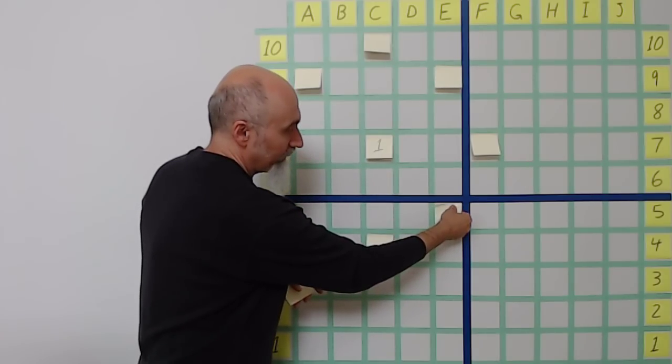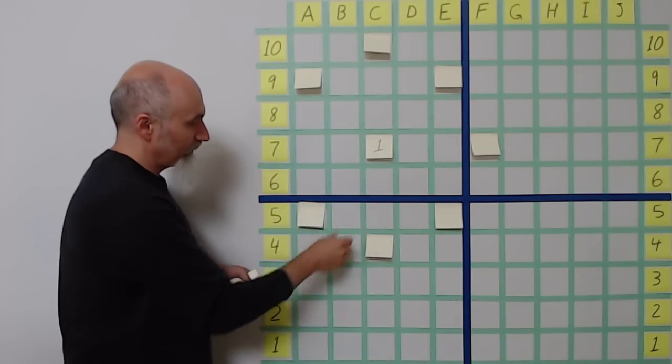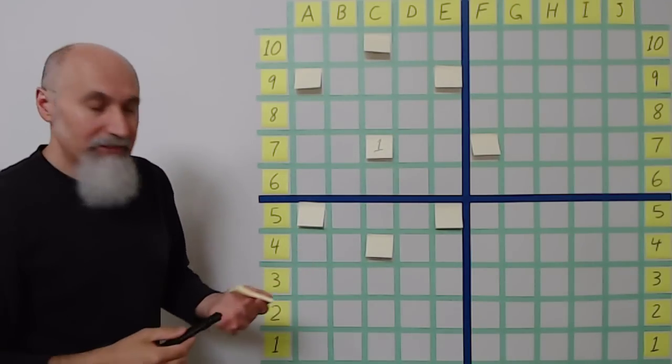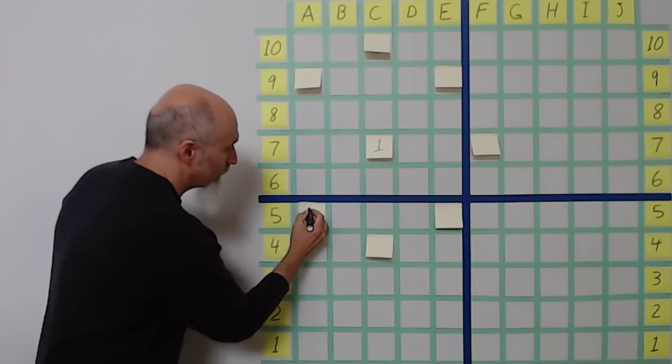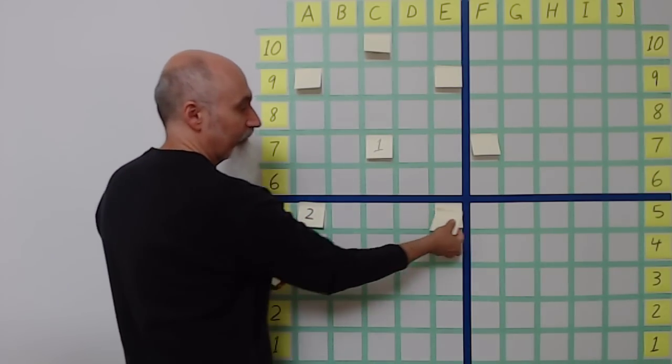1, 2, we can put a 2 there, right? Let's assume we put the 2 here. If we put 2 here, we begin again.